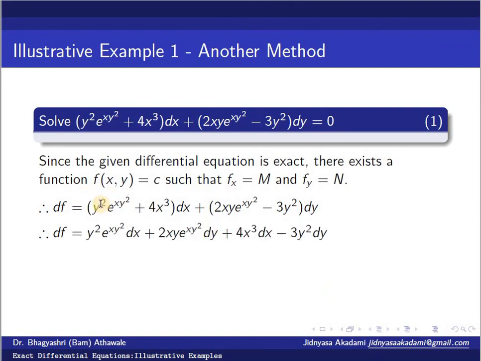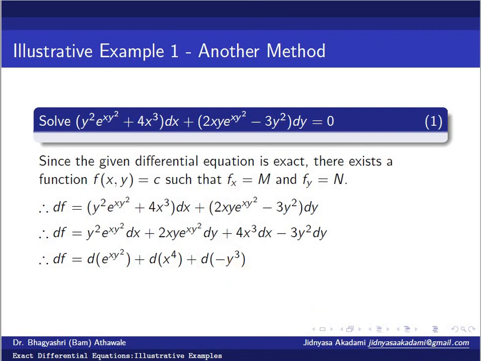I am writing y square e raised to xy square dx plus 2xy e raised to xy square dy plus 4x cube dx minus 3y square dy. And now I can guess that the first two terms are nothing but the total derivative of e raised to xy square. The third term is the derivative of x raised to 4. The last term is the derivative of minus y cube.